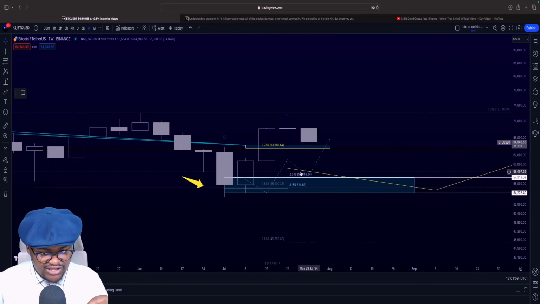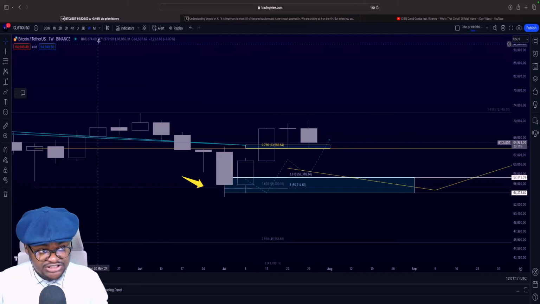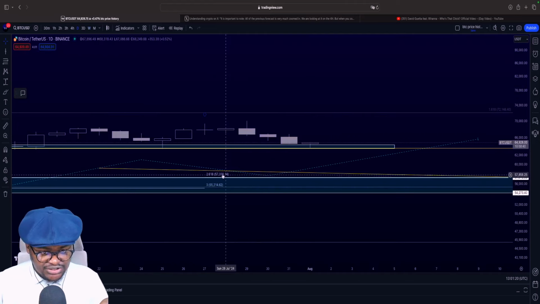I think even if we come back down, there's a very, very good chance that we will hold this as a double bottom. We will see about that. This is just to show you what that zone is.